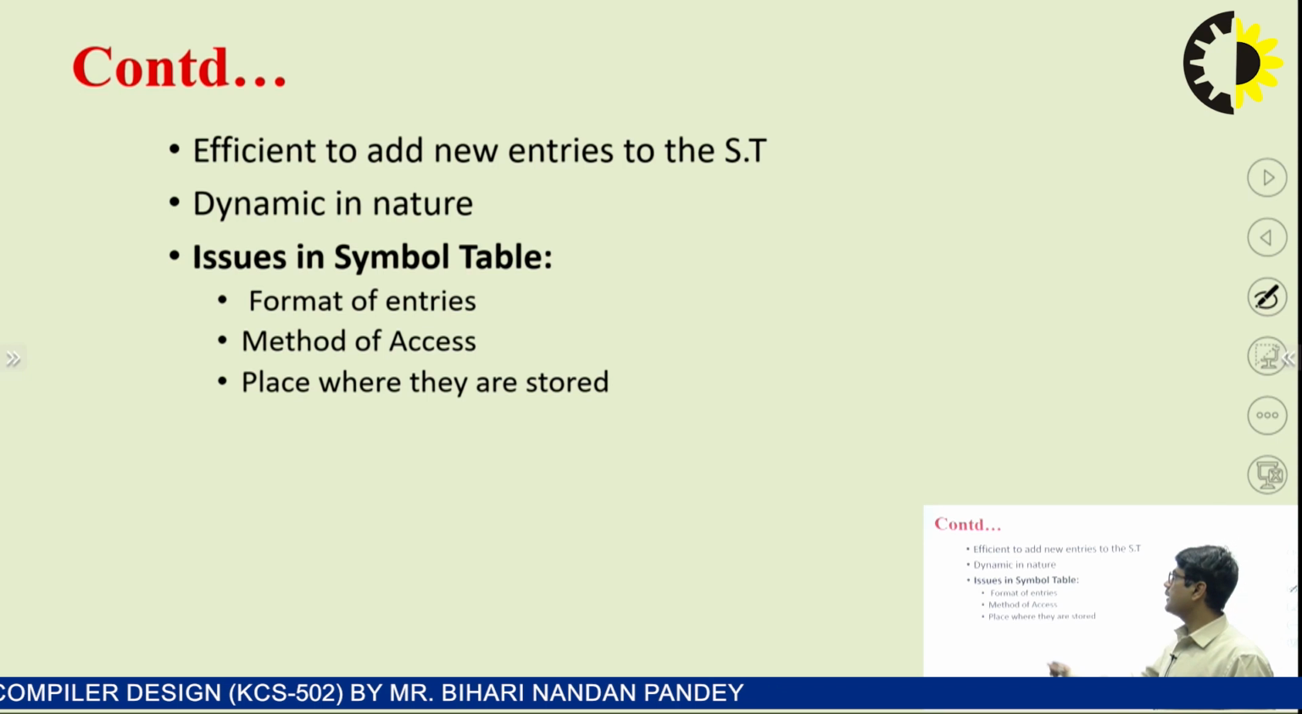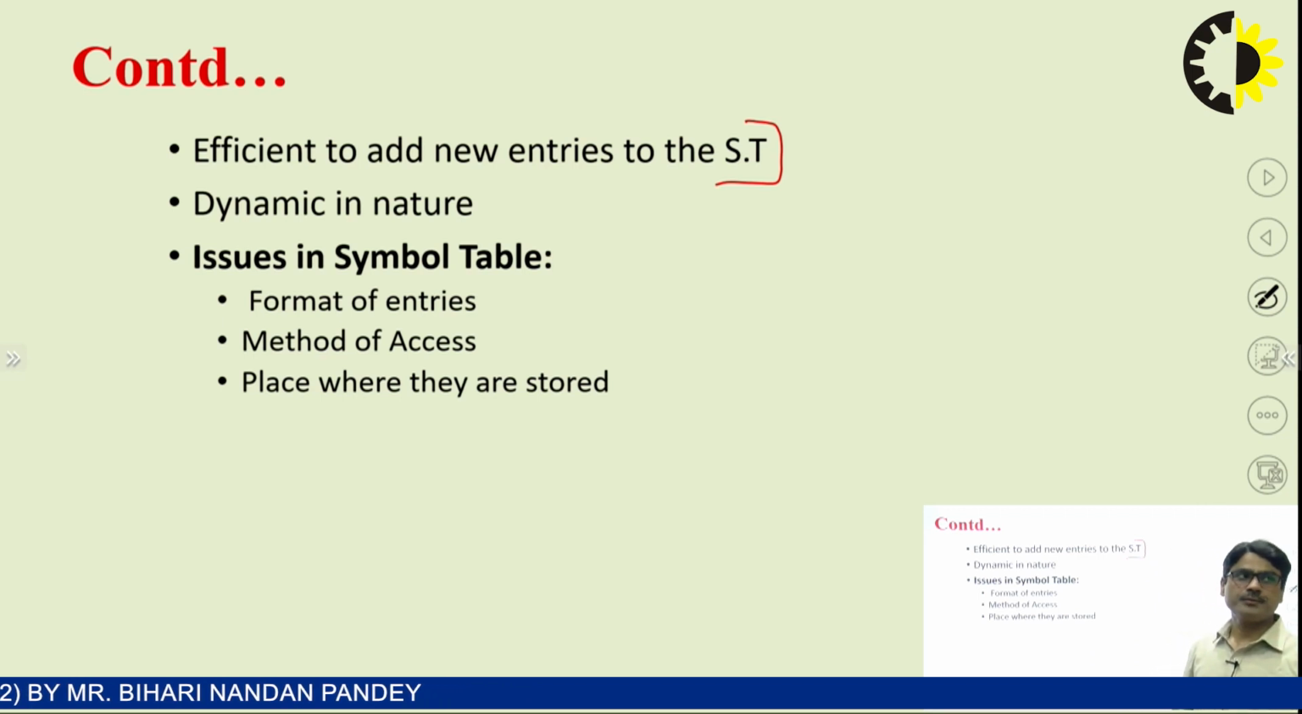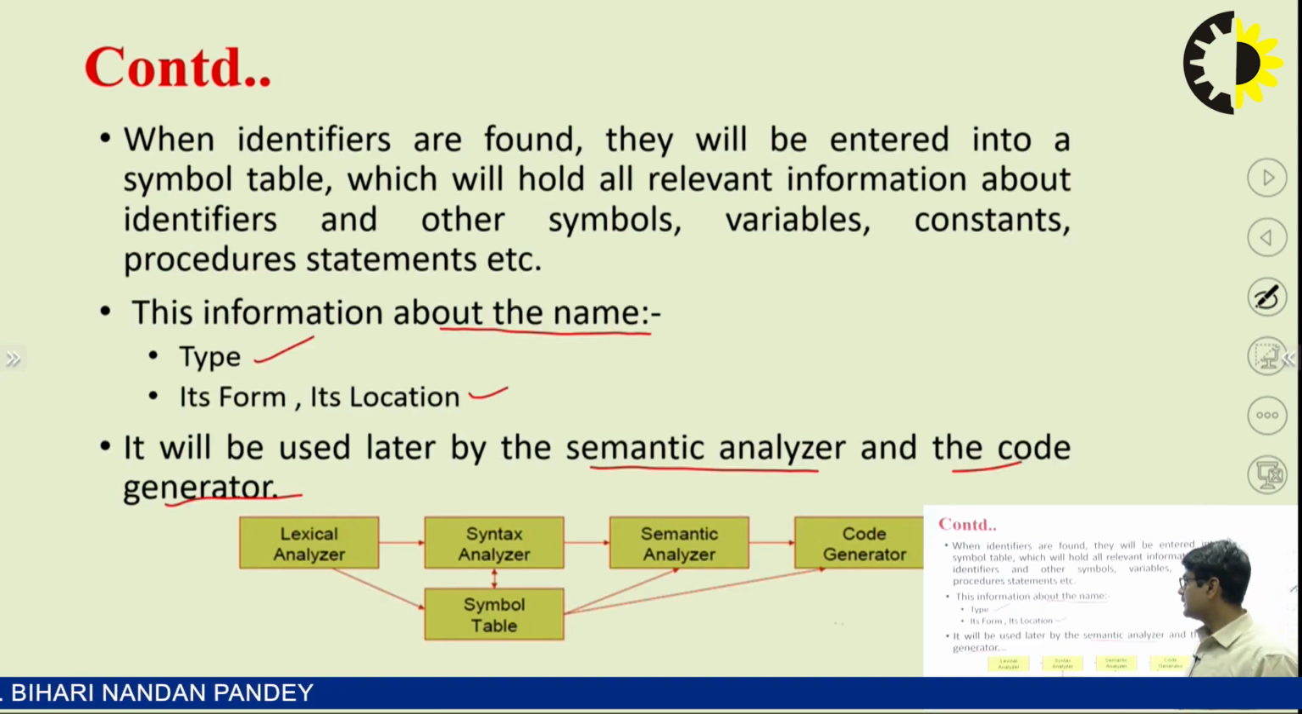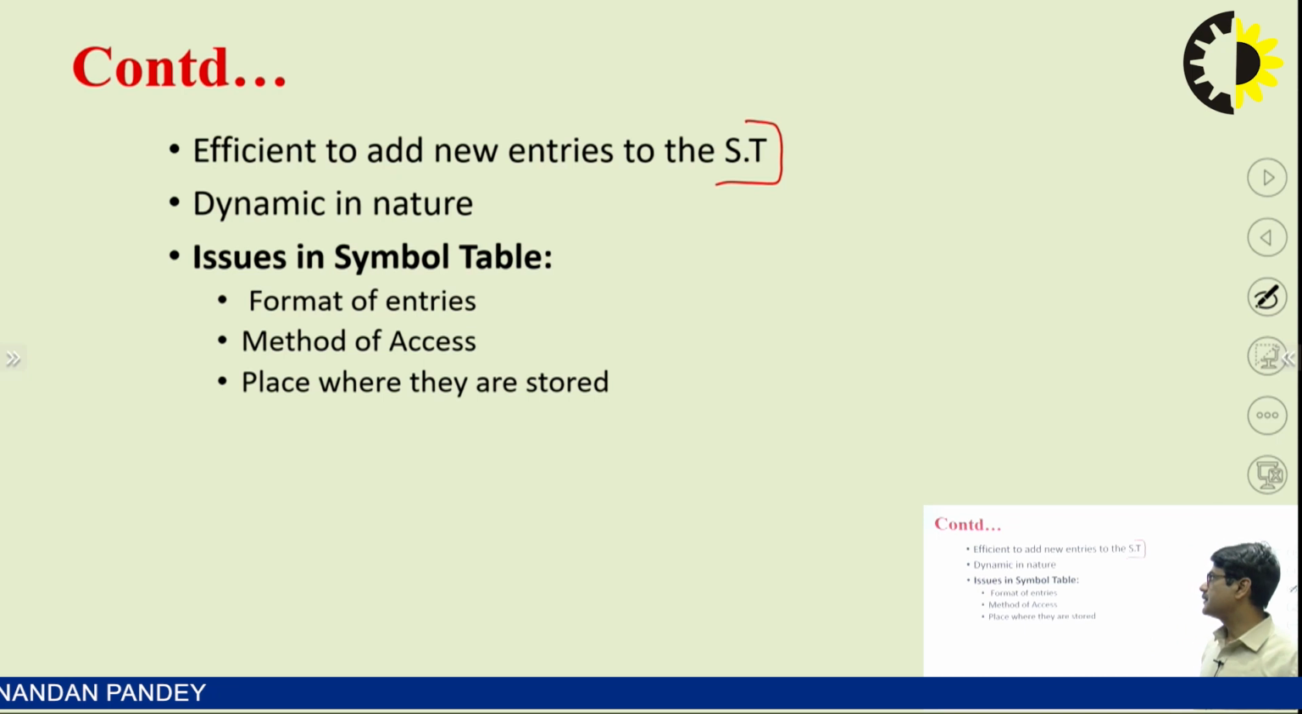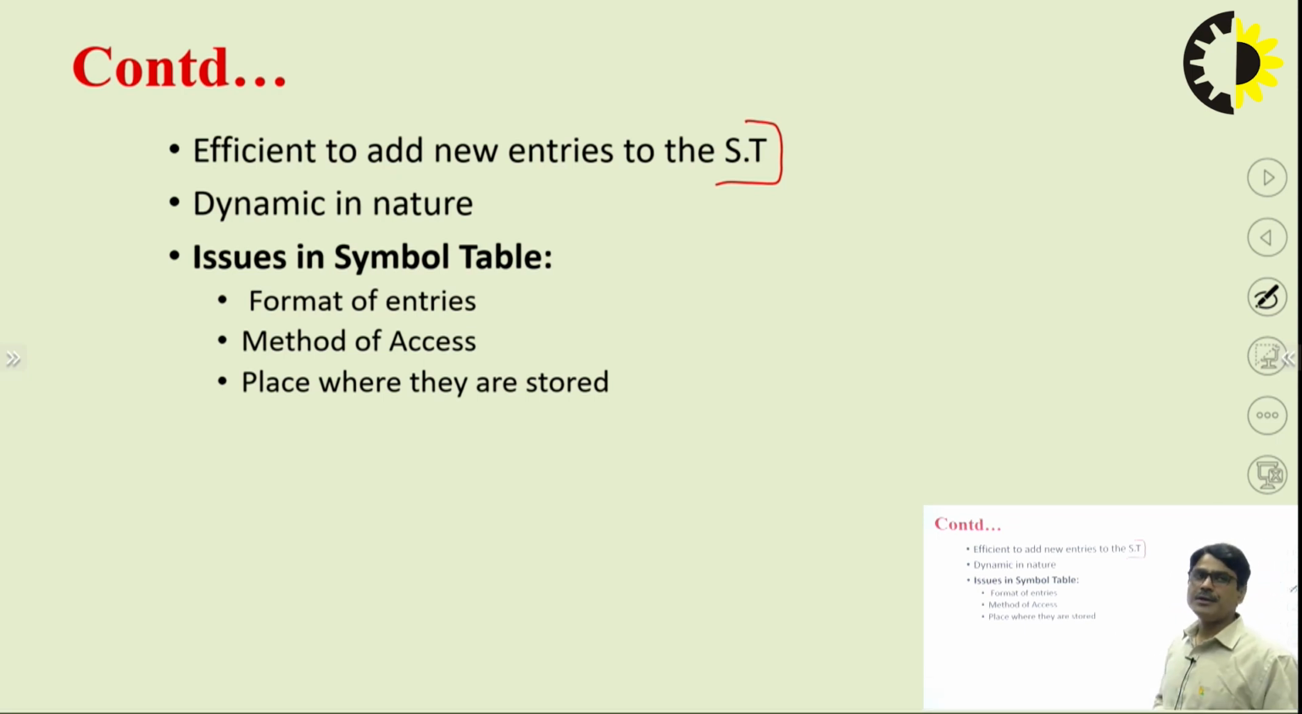Now, it should be efficient to add new entries to the symbol table. If you are talking about the characteristics of this, you will find this third part: if any new entry comes, it is efficient to add it. Different data structures are used. Whatever value is used, we select a particular data structure through which we can add this value in the symbol table, because it is suitable for storing that value.